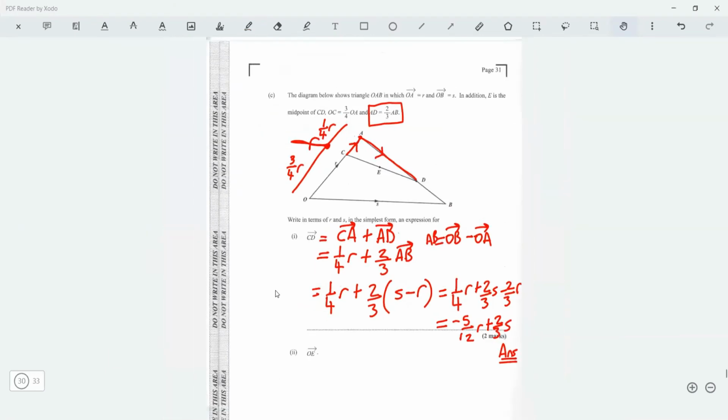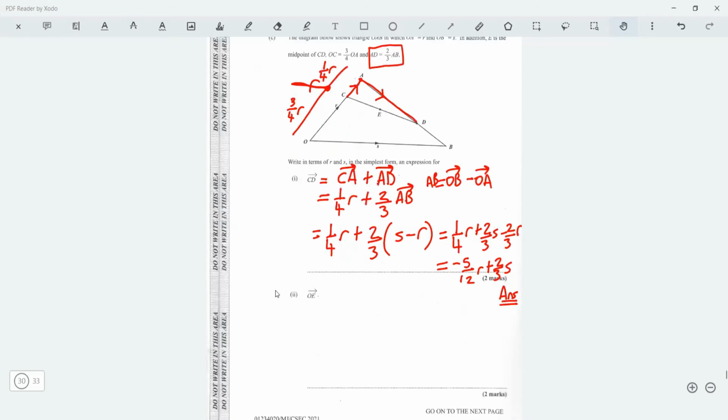Nice. Now the next part says work out what is going from vector O to E. Now vector O to E, since we already know what vector CD is, and it says that E is the midpoint of vector CD.